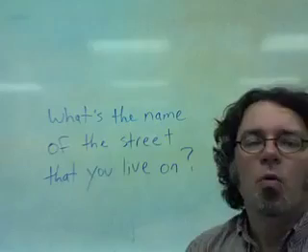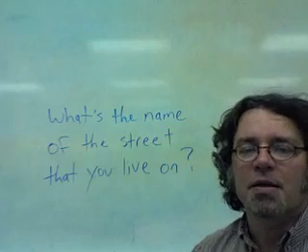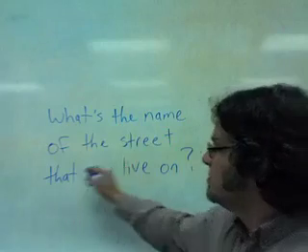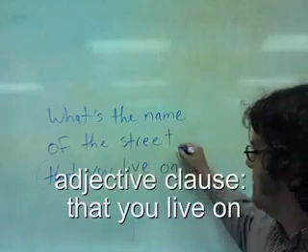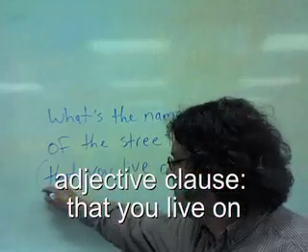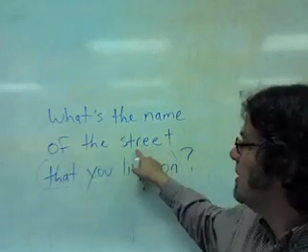In class today, a student asked me to make another video about adjective clauses. So here it is. What's the name of the street that you live on? Here's the adjective clause, that you live on, and all of this is asking about the street. And remember that an adjective clause has to have a subject and a verb. So the subject is you and the verb is live.